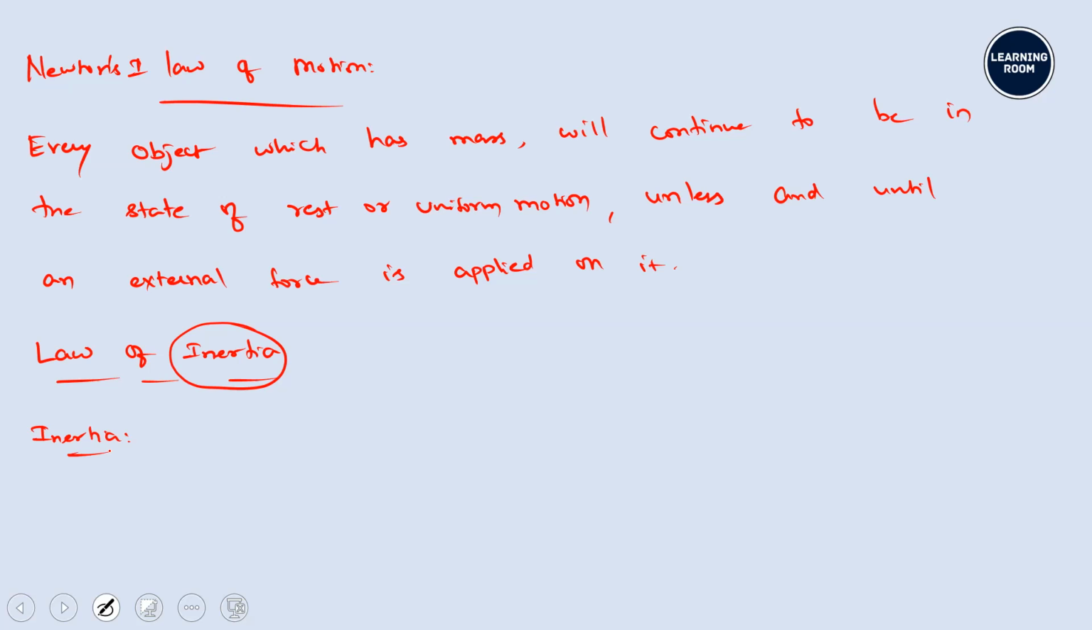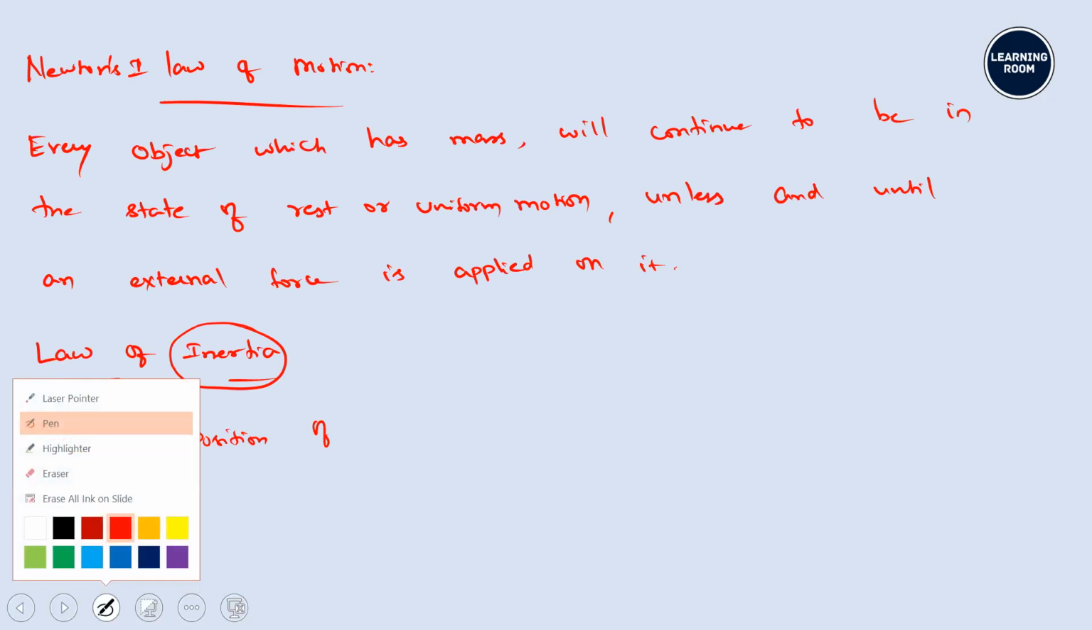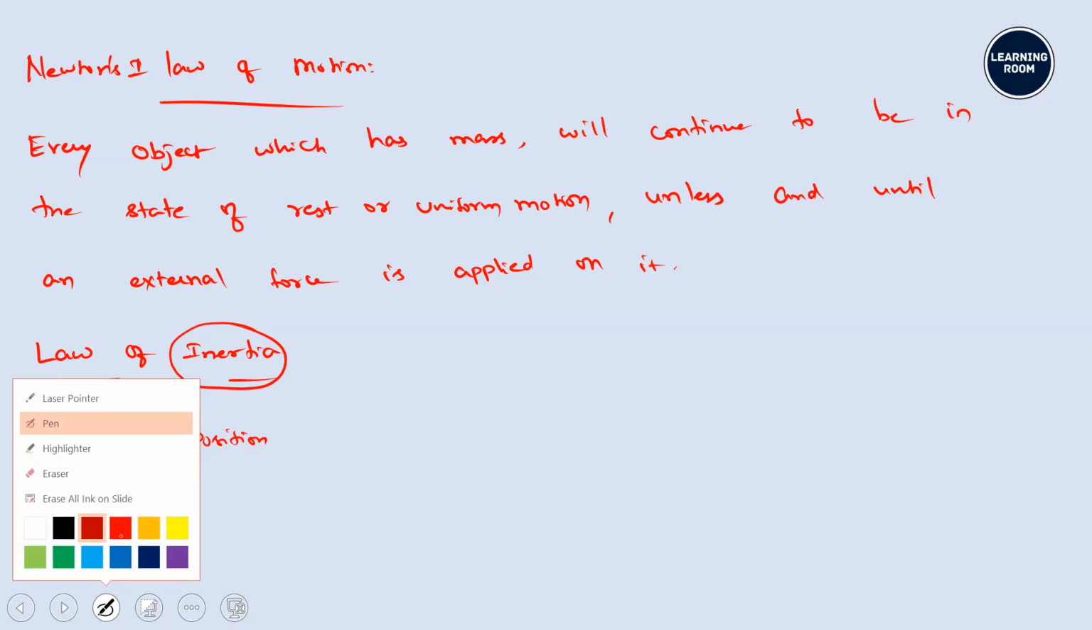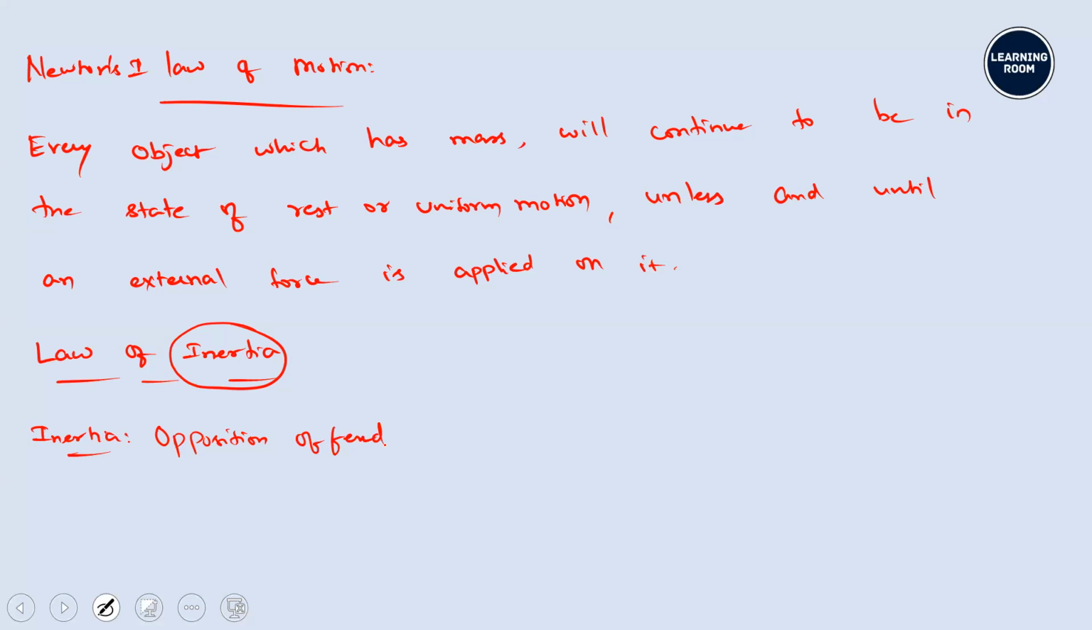Inertia is the opposition offered by the object to the applied force. So the opposition offered by the object to the applied force is defined as inertia.